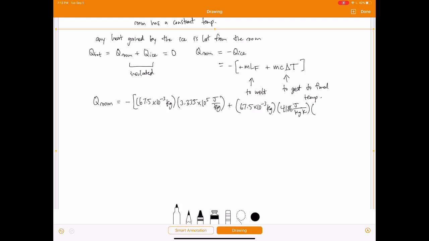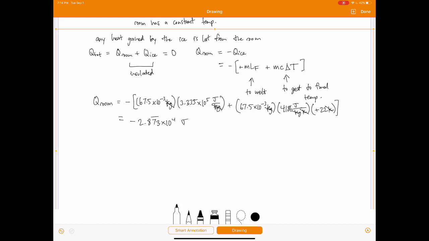And what's delta T? Well, basically, the temperature increases by 22 Kelvin. The temperature of the ice cube goes up by 22 Kelvin as it goes from the melting point to the temperature of the room. So if we look at the units, kilograms cancel in the first term, kilograms and units of Kelvin cancel in the second term, giving us just a heat measured in joules. And if you calculate that heat, you'll find that it comes out to minus 2.873 × 10^4 joules.